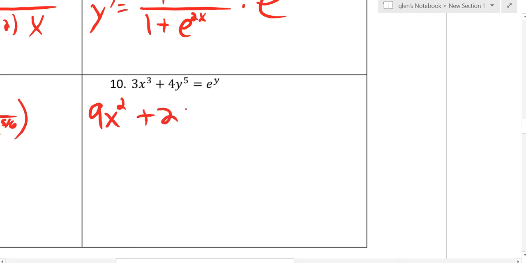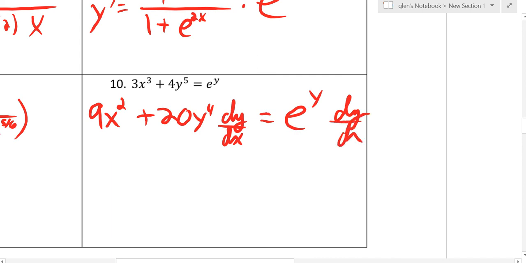Plus 20y to the 4th times the derivative of what was being raised to the 4th. And that equals the derivative of e to a power, which is always e to the same thing times the derivative of that thing.